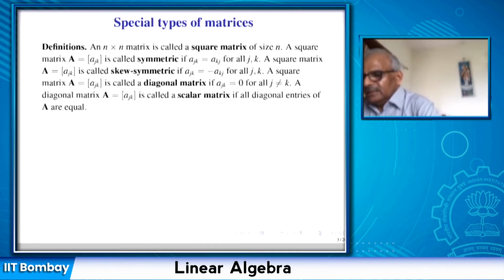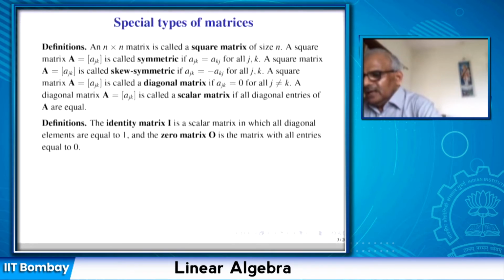Okay. There are some more definitions. Identity matrix is a scalar matrix in which all diagonal elements are equal to 1. So it's a special kind of scalar matrix. All diagonal entries are 1 and the off diagonal entries are 0. The 0 matrix is the matrix with all entries equal to 0. Okay. So the 0 matrix will play the role of the number 0 when we are adding, and identity matrix, we will see it plays the role of number 1 for multiplication of numbers.